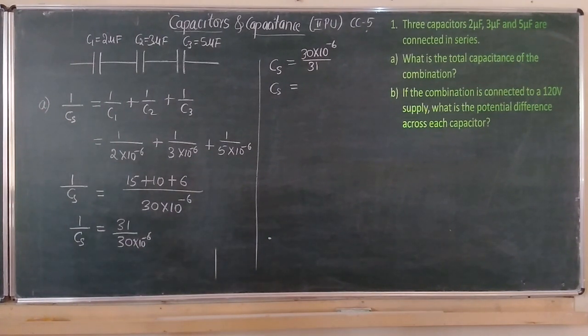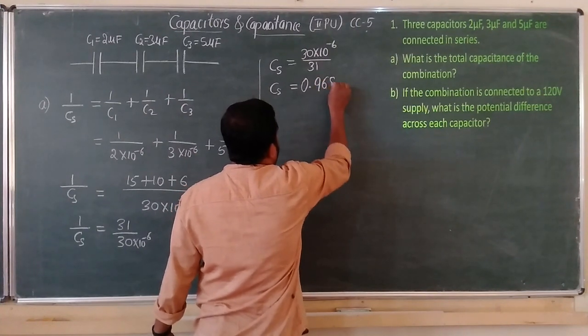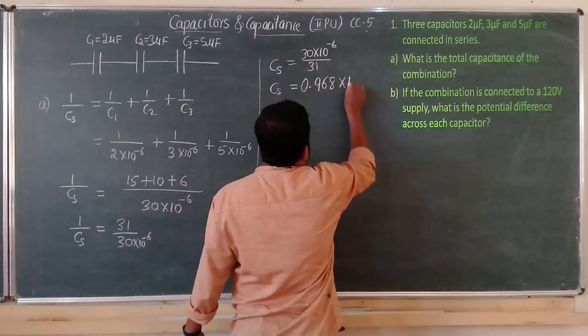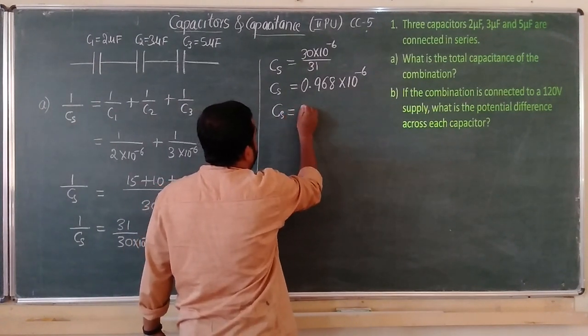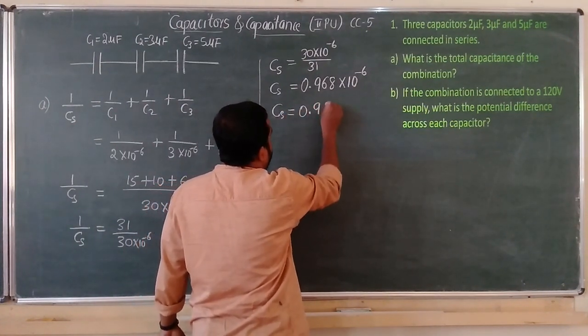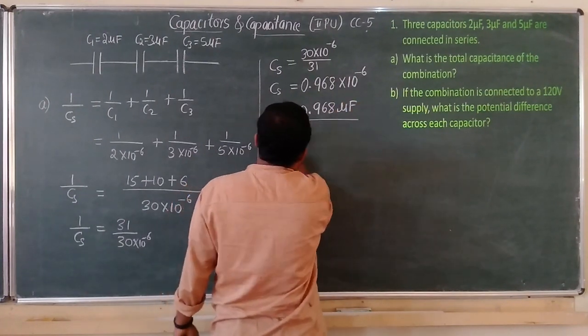So 30 divided by 31 is equal to 0.9677, so 0.968 approximately. So into 10 to the power minus 6, effective capacitance Cs is equal to 0.968 microfarad. This is the capacitance.